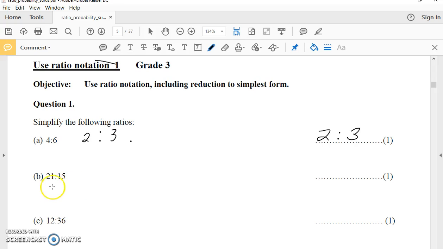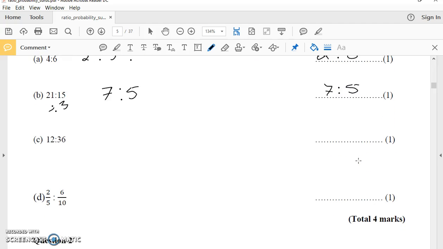If we look at 21 to 15, again, I'm going to think about what can I divide into 21 and 15. So if I look, I can divide both of these by 3. That's going to give me a ratio of 7 to 5. And again, there's nothing I can take out of those. So 7 to 5 is my simplest. Okay, 12 and 36, same thing.